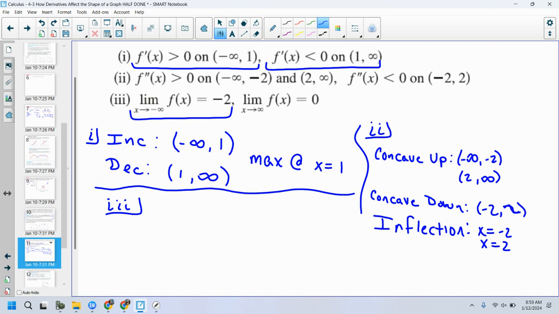Yes, horizontal asymptote. There is a horizontal asymptote on the left side, and that's just my notation here, at y equals -2. I know it's going to level off on the left side at -2. I know it's going to level off on the right side at 0.